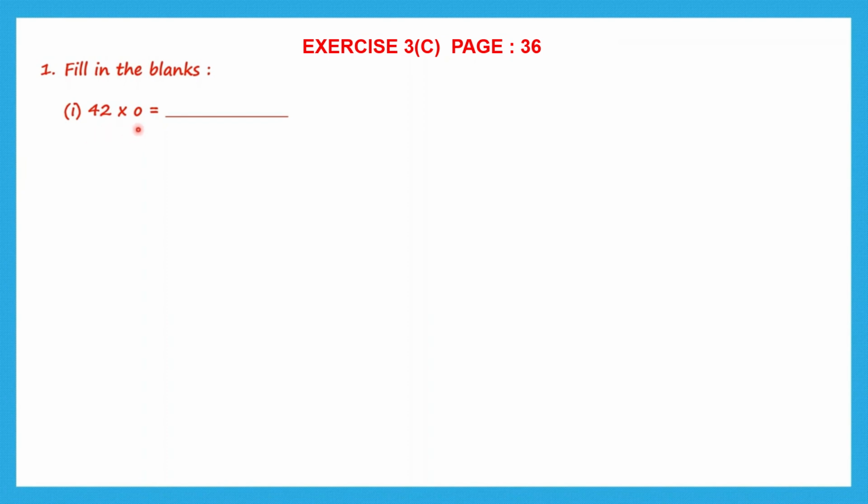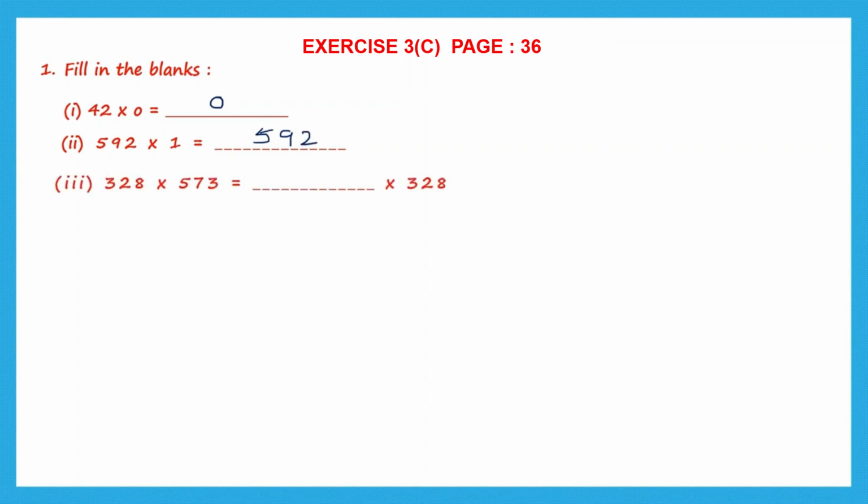Question 1, 42 into 0. Any number multiplied by 0 will give you 0 itself. Second one, 592 into 1. Any number multiplied by 1 will give you back the same number. So 592.